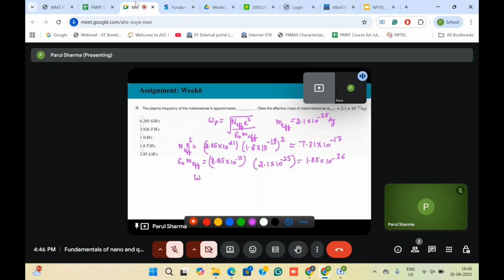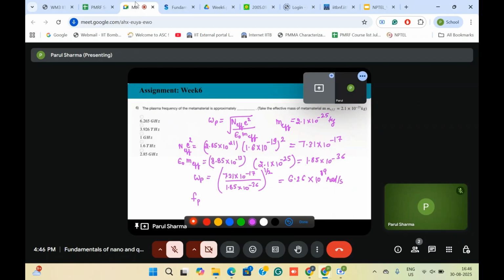So omega p is equal to 7.31 into 10 raised to power minus 17 upon 1.85 into 10 raised to power minus 36, to the power 1 by 2. So that will give me 6.26 into 10 raised to power 9 radian per second. So now it is an angular frequency.